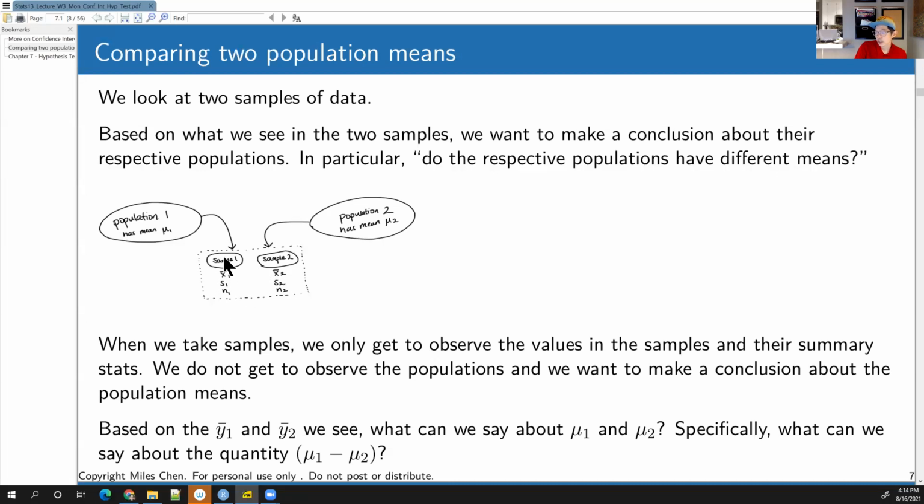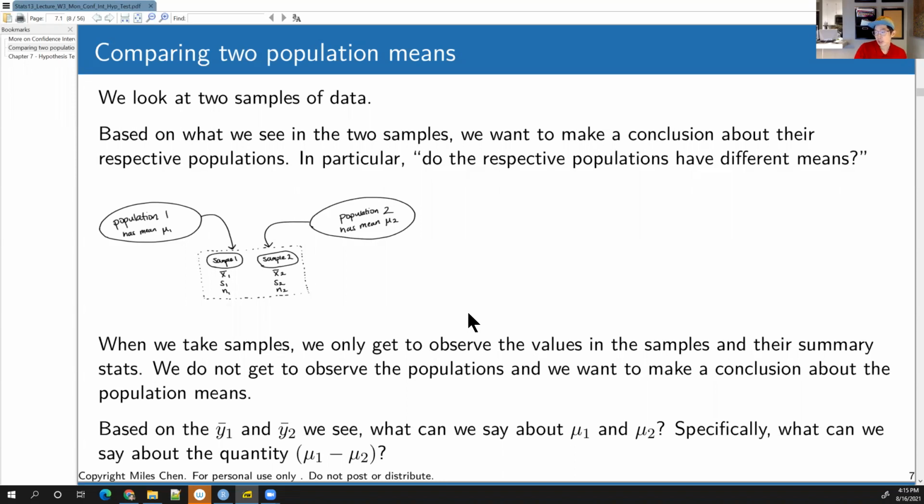Sample one has certain summary statistics. You observe, however, the two samples don't have to be the same sizes. So sample one has a size of n1, and it has a mean x bar 1 and standard deviation s1. Sample two has its own summary statistics. It might have a different size, n2, and it's got its own mean x bar 2 and standard deviation s2. And we are able to observe the values in those samples. We're able to observe the sample statistics, but we don't know what the respective populations are.